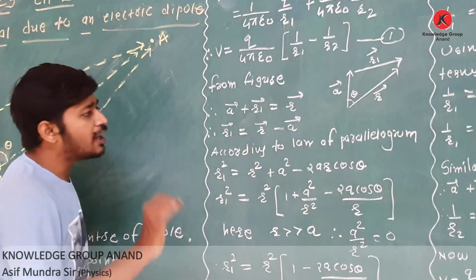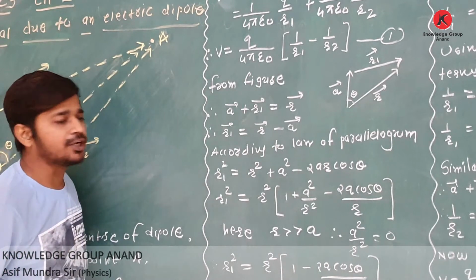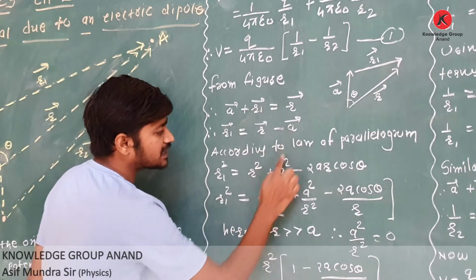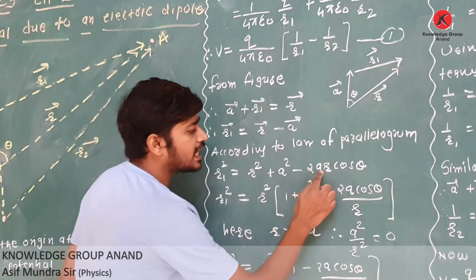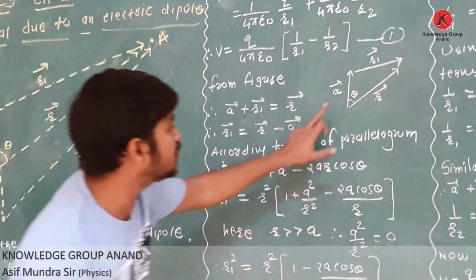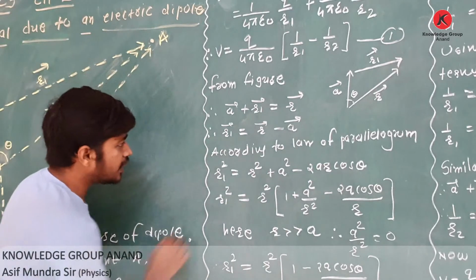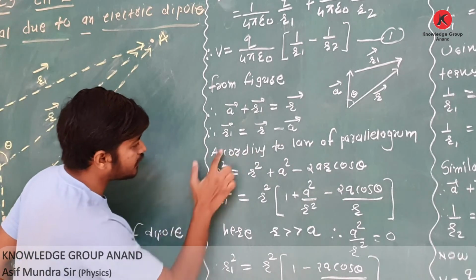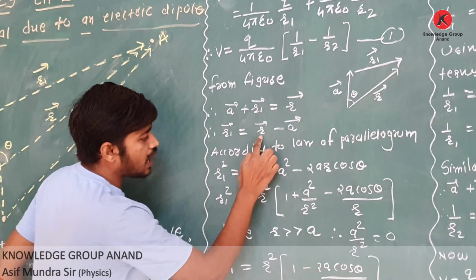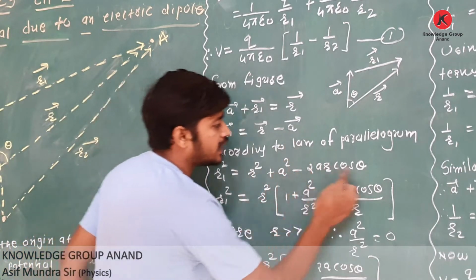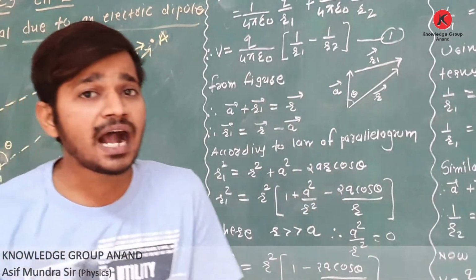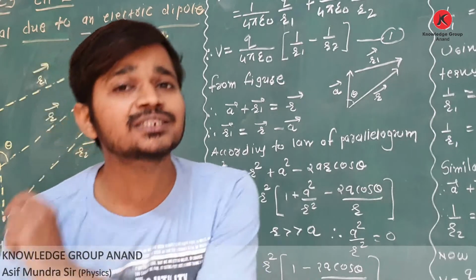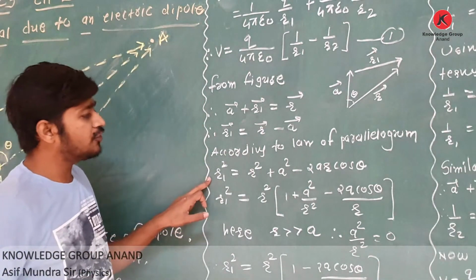Now we have two vectors and their resultant is R1. According to the law of parallelogram, how to find its magnitude? R1 square is equal to R square plus A square minus 2AR cos theta, where theta is the angle between A and R. Clear? Again, R1 is equal to R minus A, so its magnitude is R1 square equals R square plus A square minus 2aR cos theta. If you know the equation r is equal to a minus b, then r is equal to under root a square plus b square minus 2ab cos theta. So from that equation you have to write this.